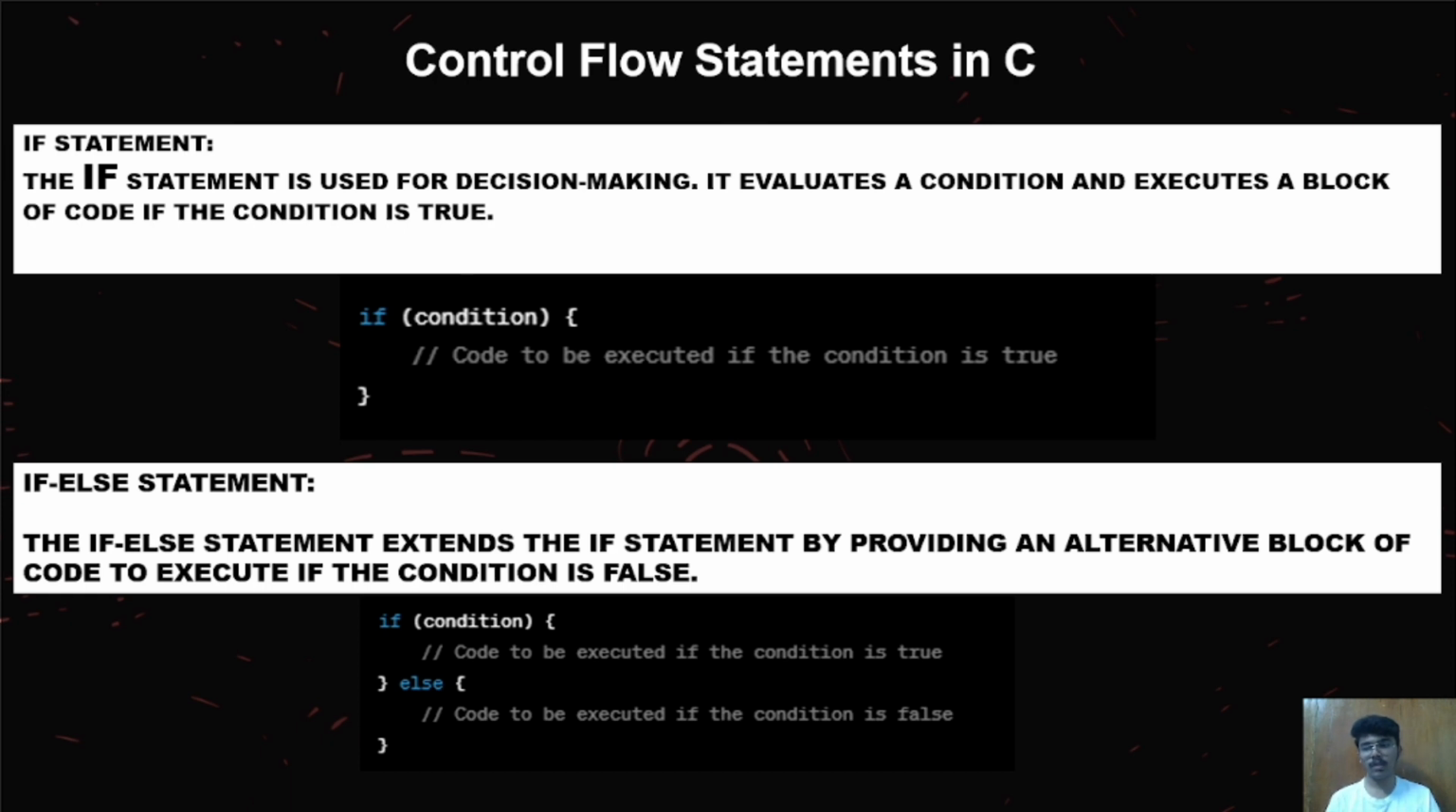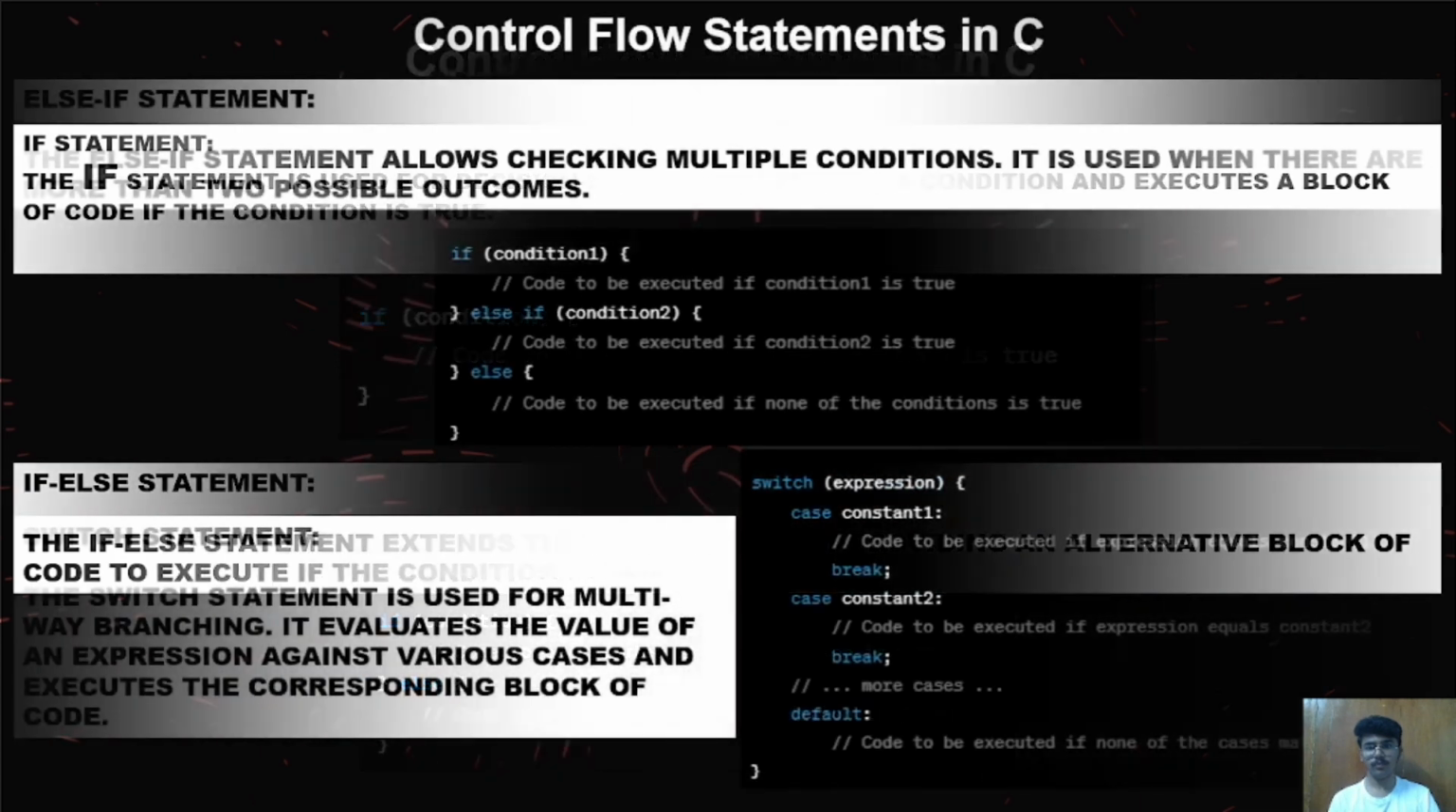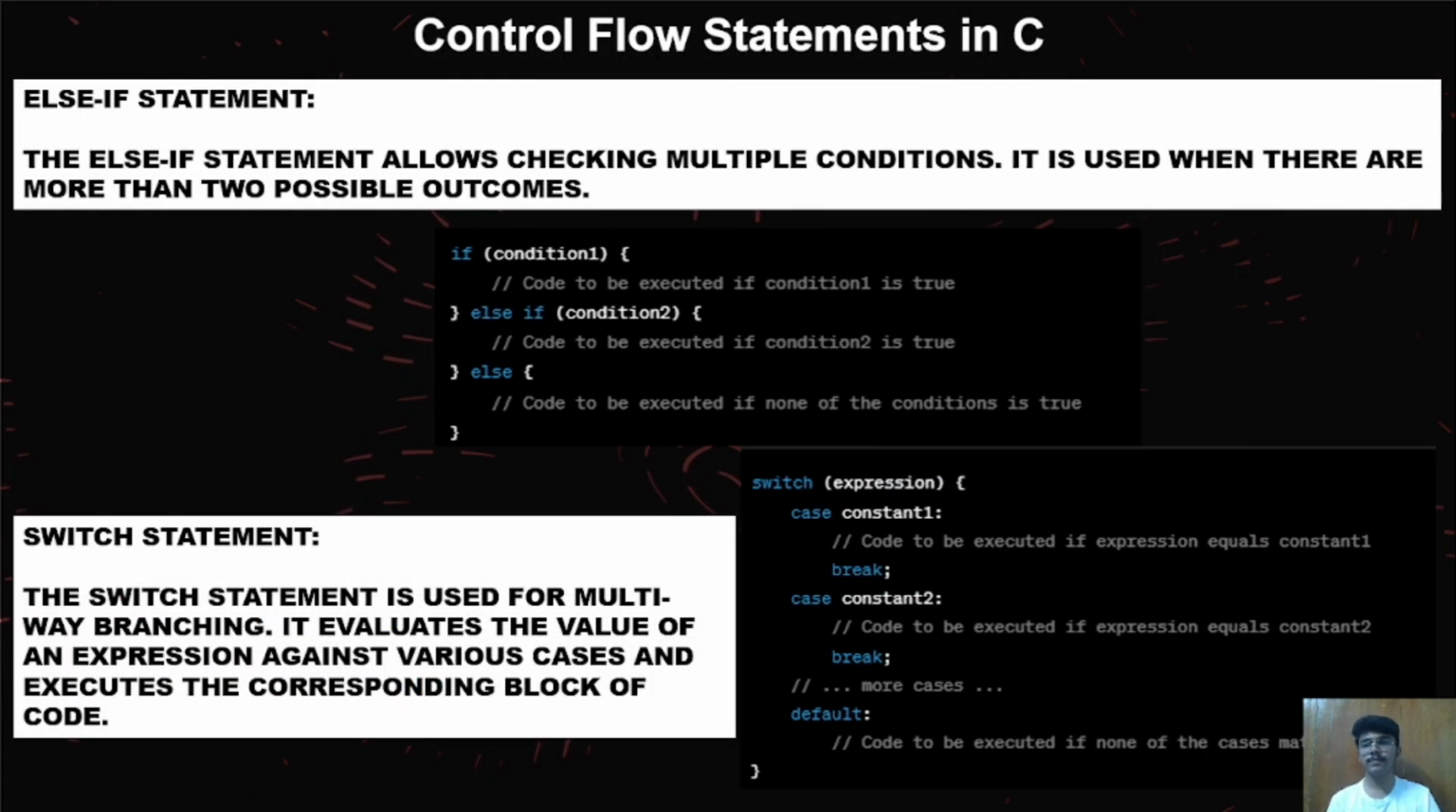If else statement. The if else statement extends the if statement by providing an alternative block of code to execute if the condition is false. The syntax of the statement is given below: if condition, and else. Else if. The else if statement allows checking multiple conditions and it is used when there are more than two possible outcomes. The syntax is given below.